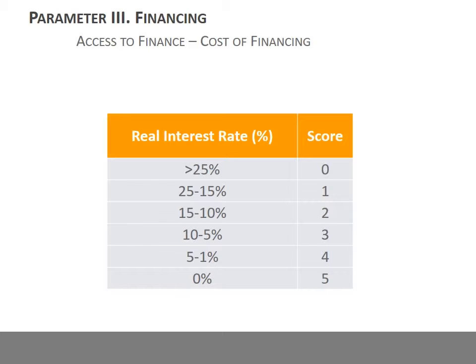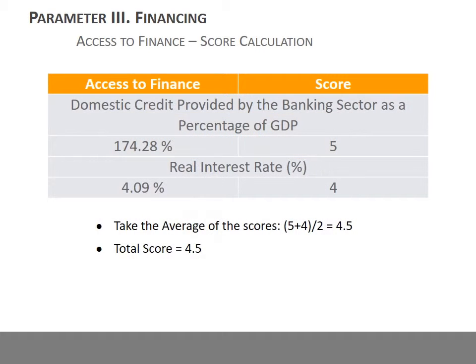Just as with the domestic credit indicator, the most recent 3 years of data should also be averaged. This average value is then scored according to this table. Finally, the scores from the 2 sub-indicators are averaged to form a single score for access to finance.